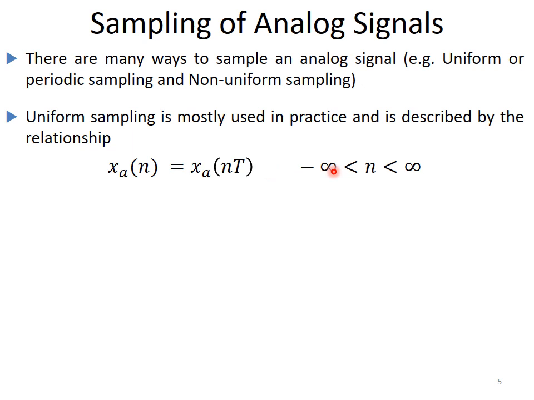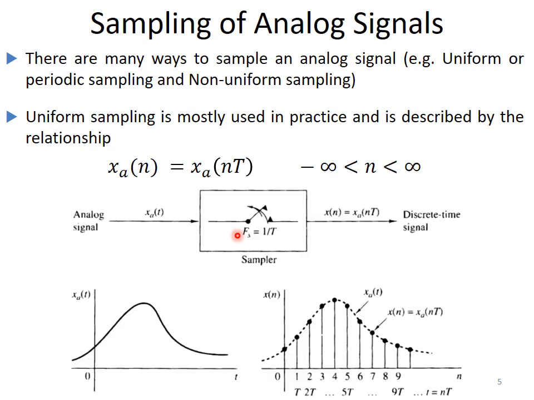For example, from minus infinity to 0, T is something else, and from 0 to infinity, T is something else. But in uniform and periodic sampling, the T, the sampling interval, is constant from minus infinity to infinity.